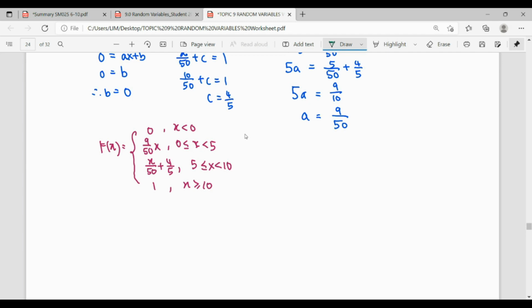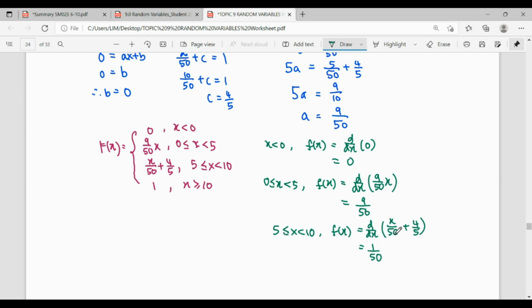Okay, so we want to find the small f. We are going to differentiate one by one. For x less than 0, write your f of x. We will differentiate the first interval, 0. Go by interval. For the second interval, we need to differentiate 9 over 50x. So make sure you write it correctly. Differentiate with respect to x. When we differentiate this, we get a constant. Differentiate a constant, we get 0. So lastly, we have one more interval to go. Differentiate 1, we get 0.